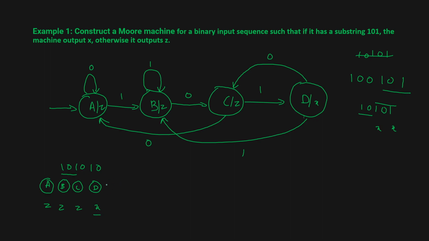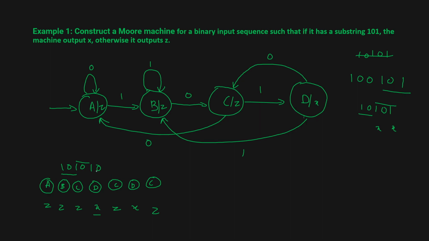Okay, then you get 0 from state D, you go to state C. The output is Z, and then you get 1 from here in state C, you come back to state D, and the output is X. So again you encounter 1 0 1 and the output is X. Then again you encounter 0, you go to state C and the output is going to be Z.